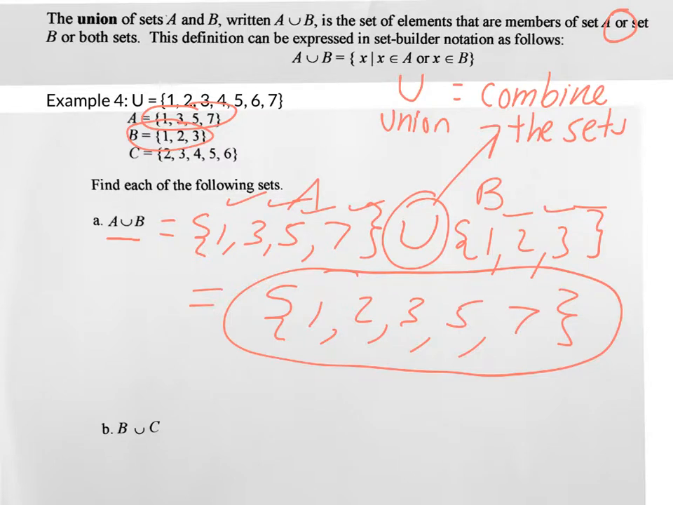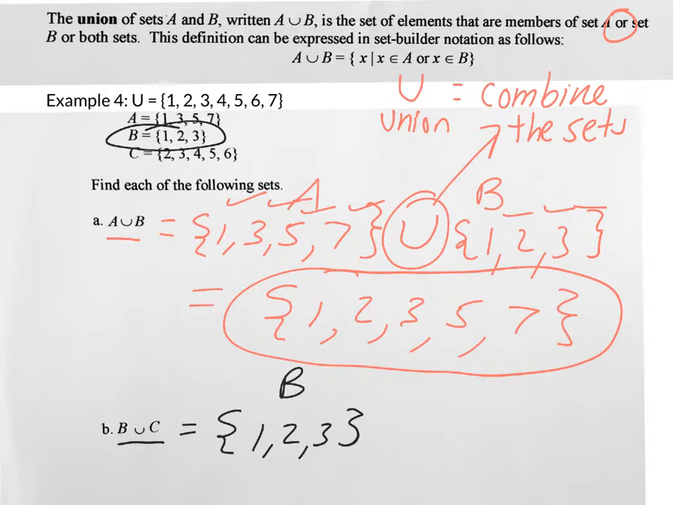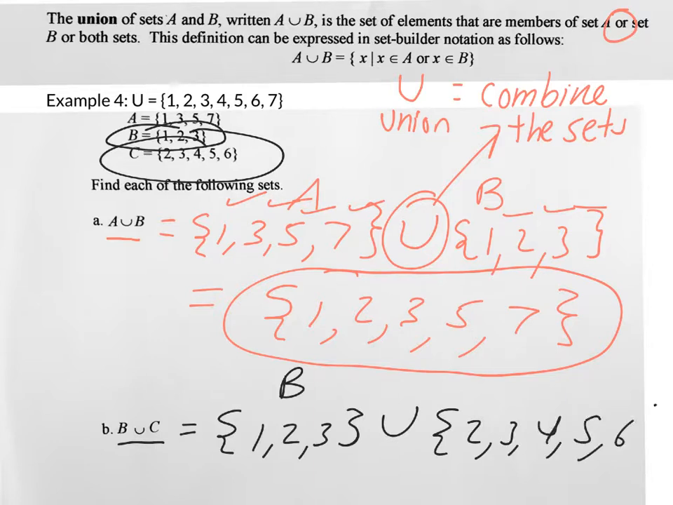Let's look at B. So B says B union C, or B united with C. So B was 1, 2, 3. And now we're going to unite it, or do a union, with C, which was 2, 3, 4, 5, 6. And as soon as I see that union U in the middle of those curvy set brackets, I immediately think combine the sets together. So we do tend to get longer answers when we do a union.